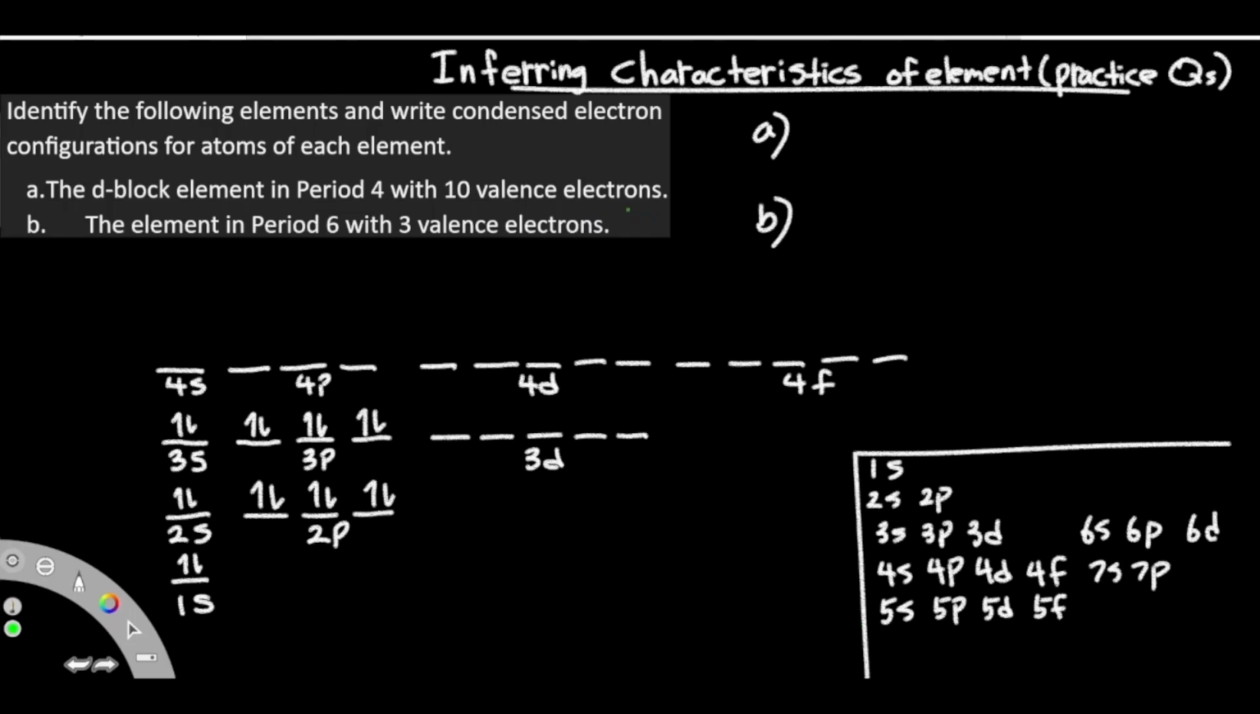Inferring characteristics of an element. Number 17, identify the following elements and write their condensed electron configuration. Move down over here. D block element. D block, which one are we going to use? It says in period 4.